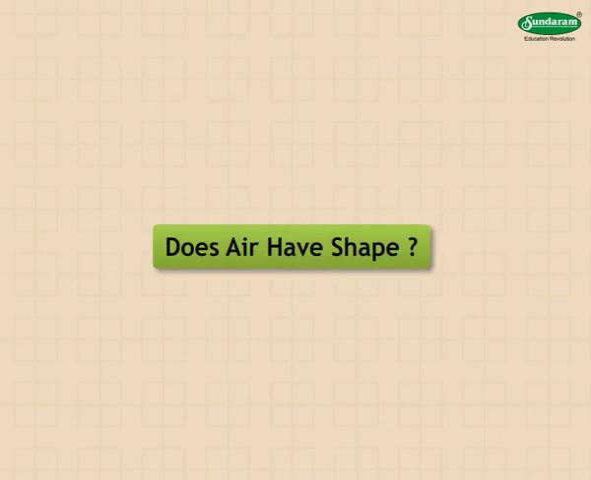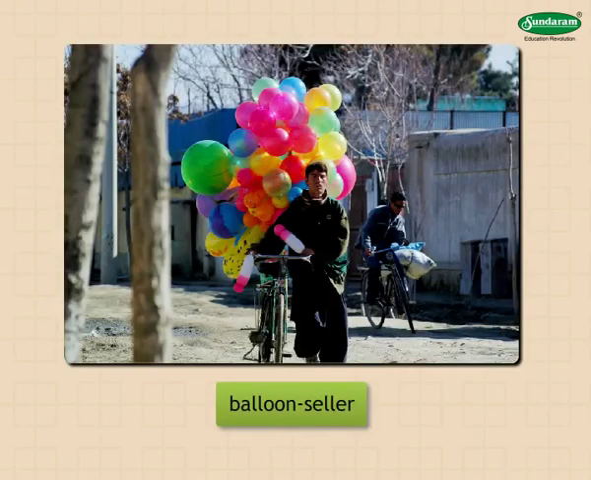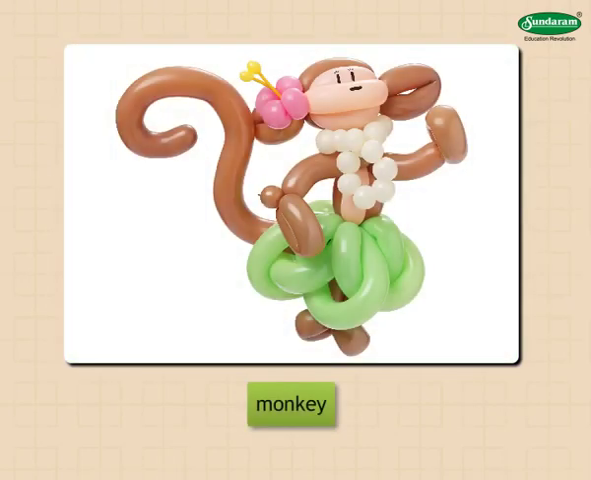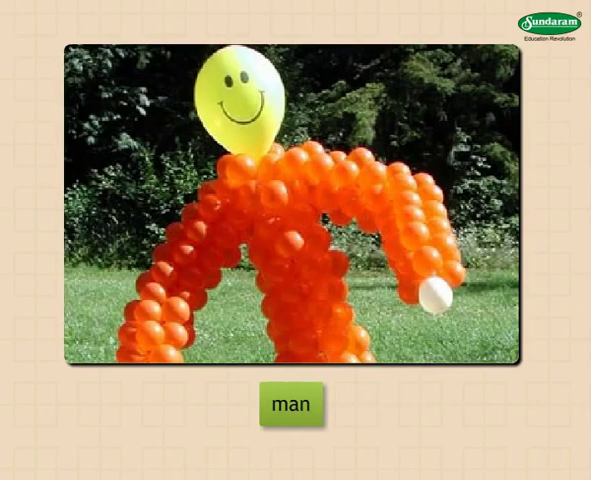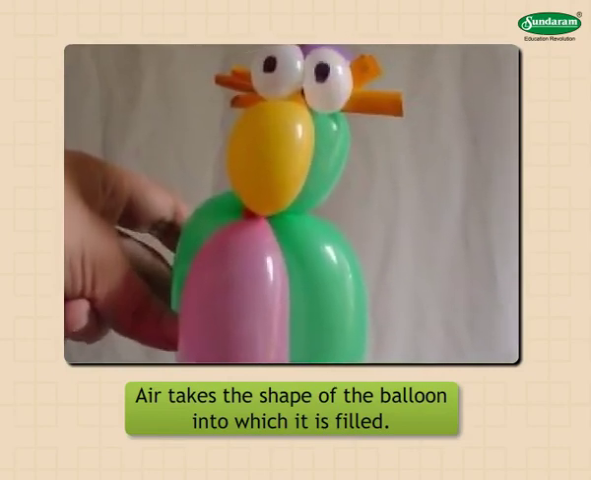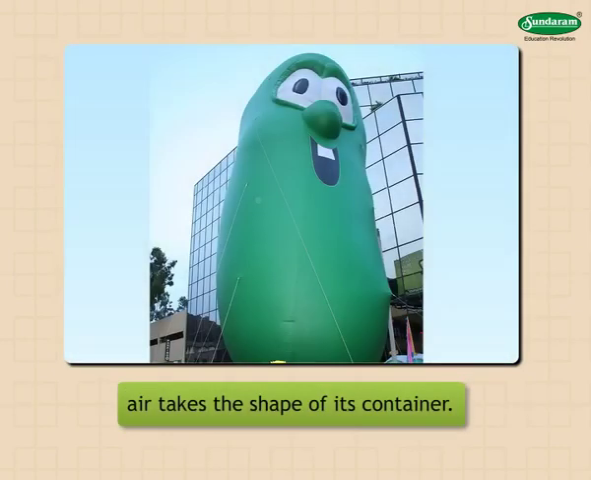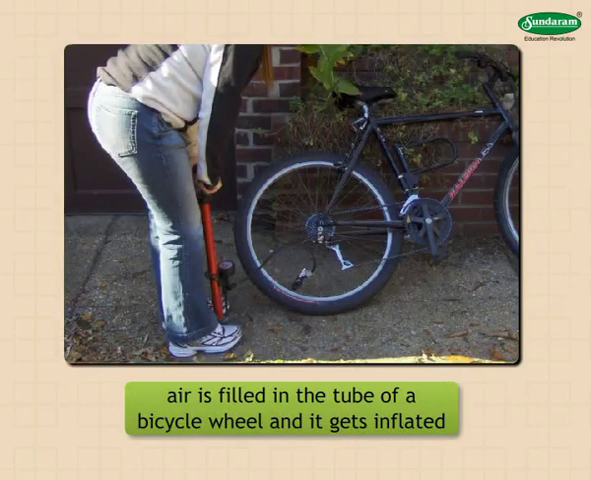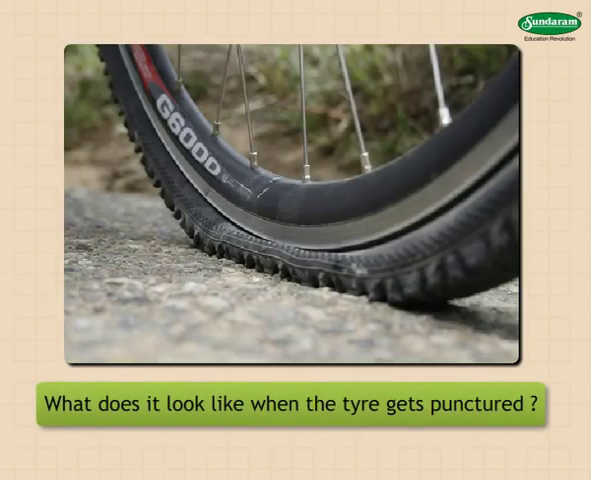Does air have shape? You see balloons with the balloon seller. He has balloons of different shapes. One is shaped like a cucumber, another like a monkey, a third like a man, and still another like a bird. Air takes the shape of the balloon into which it is filled. In other words, air takes the shape of its container. In the same way, air is filled in the tube of a bicycle wheel and it gets inflated. What does it look like when the tire gets punctured?